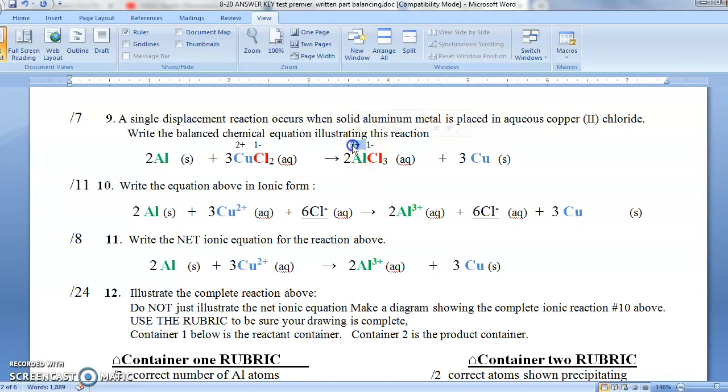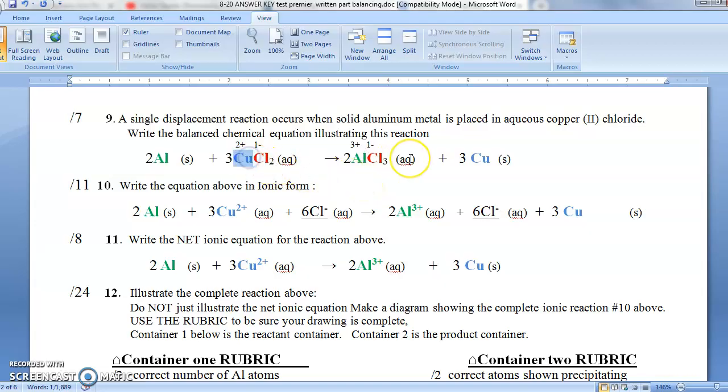Aluminum is in Roman 3, group 13. Aluminum starts with 3 valence electrons, 2 in the S and 1 in the P, for a total of 3. The chlorides, as we already mentioned, will always be 1 minus. Crisscross. That 3 drops down there. That 1 goes here.